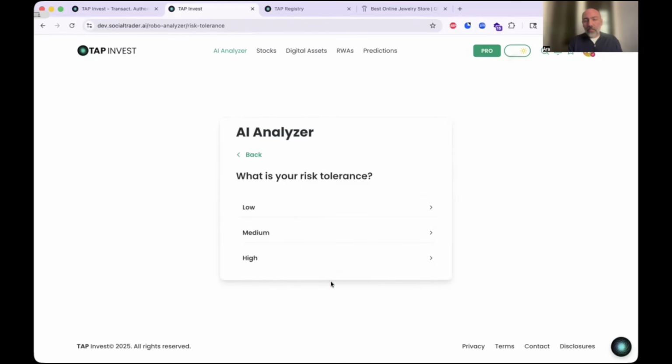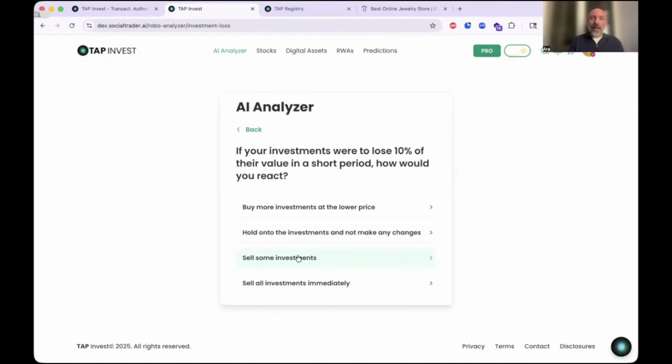Now, it's very important to know what the user's risk tolerance is. Some of us have a high risk tolerance, others have a very low risk tolerance, and some of us have a medium risk tolerance. Based on the risk tolerance, it'll know exactly how to divvy up the different asset classes that it's recommending to us and exactly what assets to recommend. So in this case, I'll go with a high risk tolerance. High risk tolerance will give me a lot more digital assets and real world assets and things that might be a lot more volatile, such as international stocks.